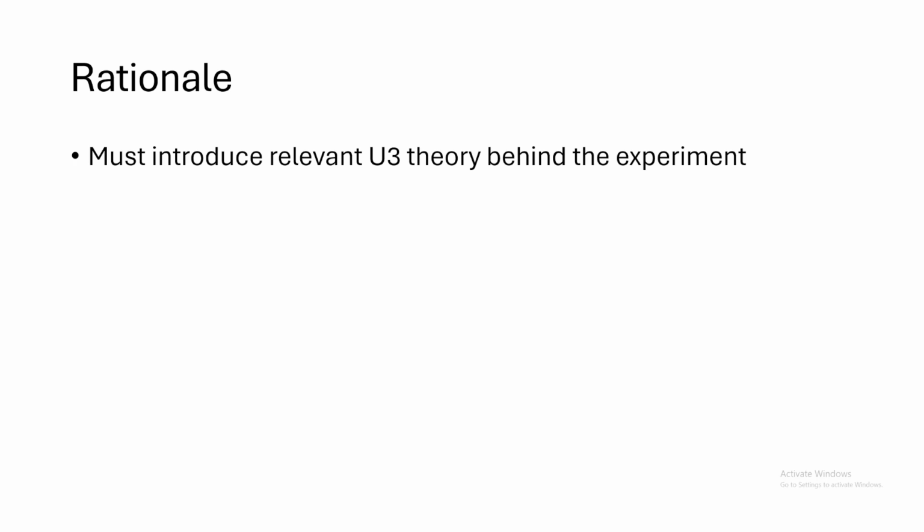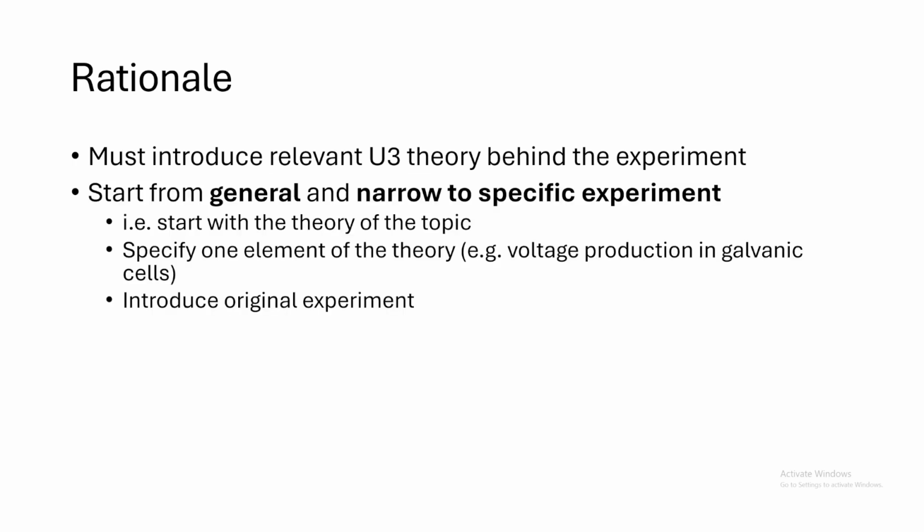So the rationale. This is almost the most important part in your student experiment. I've had teachers that have said that when they're marking student experiments, they just read the rationale and skim through the rest. So if you need to perfect something in your IA2, this is the part to perfect. So your rationale is essentially an introductory set of paragraphs that introduces the theory behind the experiment, and you start from the general theory and you narrow to the theory and the details about your specific experiment.